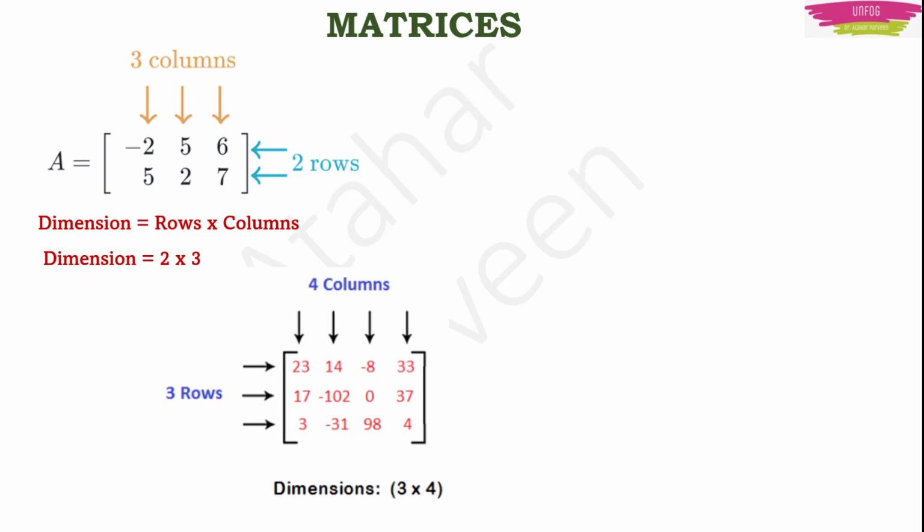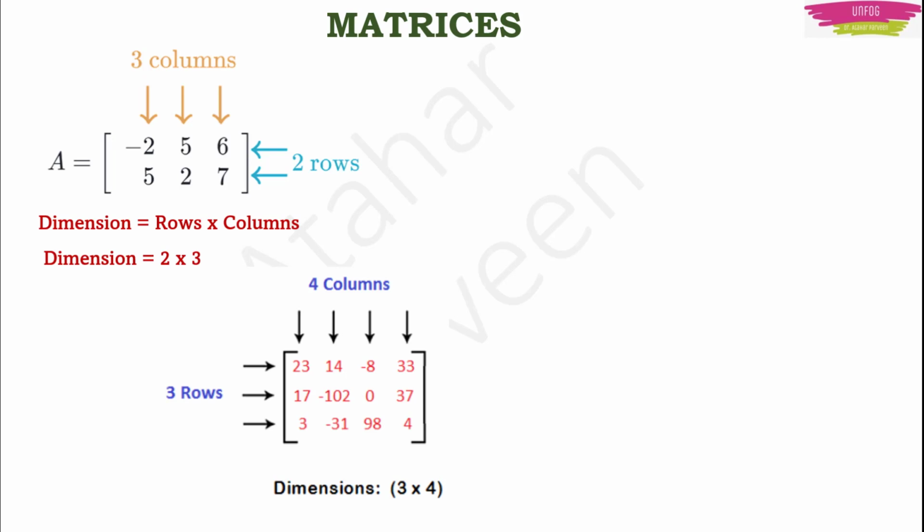First you write rows, then you write columns. Rows into columns. So here the number of rows is 3 and the number of columns is 4. So you have a 3 cross 4 matrix. Now these two are rectangular matrices, isn't it? You can see that the numbers are written in a rectangular manner. That means the number of columns and number of rows are not equal.